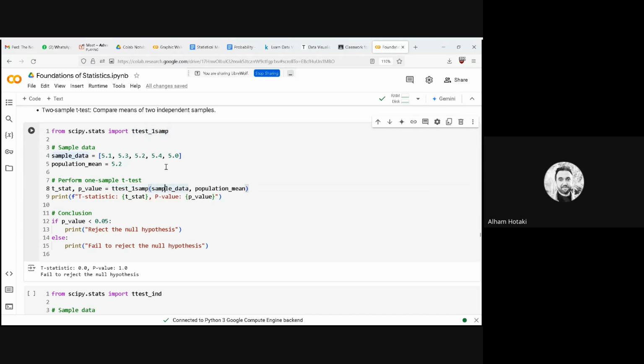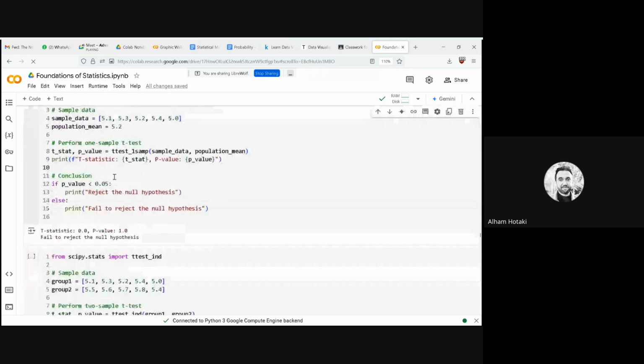Okay, we have sample data. This is our sample data. We have population mean. This is our population mean. And just this formula will bring you the t statistic. So this is 0, p-value is 1. Conclusion: if p-value is less than 0.05, then reject the null hypothesis. Else, fail to reject the null hypothesis.